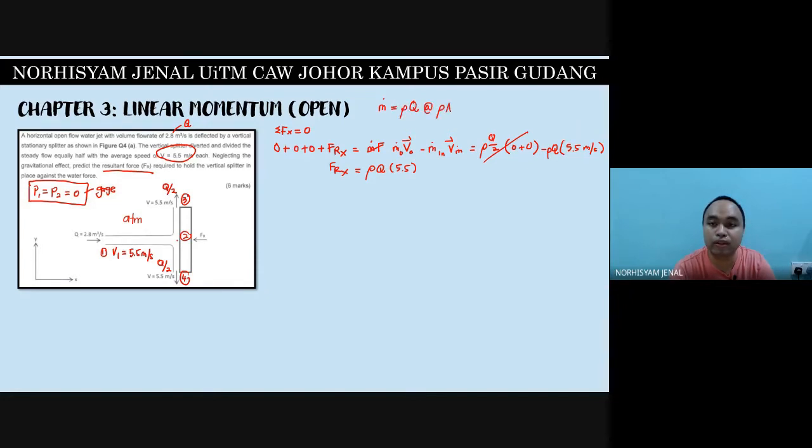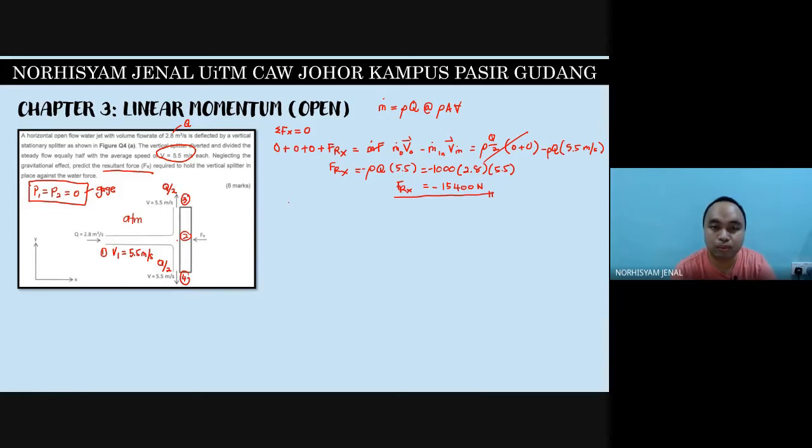or rho av. So if you put the numbers in, rho will be, this is water, 1000, and then q is 2.8, and then multiply by 5.5, so you'll get this is minus, so minus rho q minus 1000. So the answer for FRX should equal to 15,400. Right, so this is the answer for FRX, meaning the direction should be to the left.